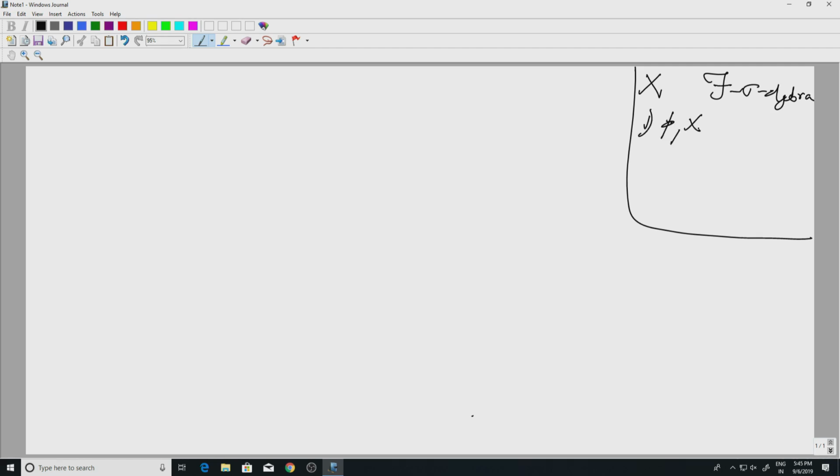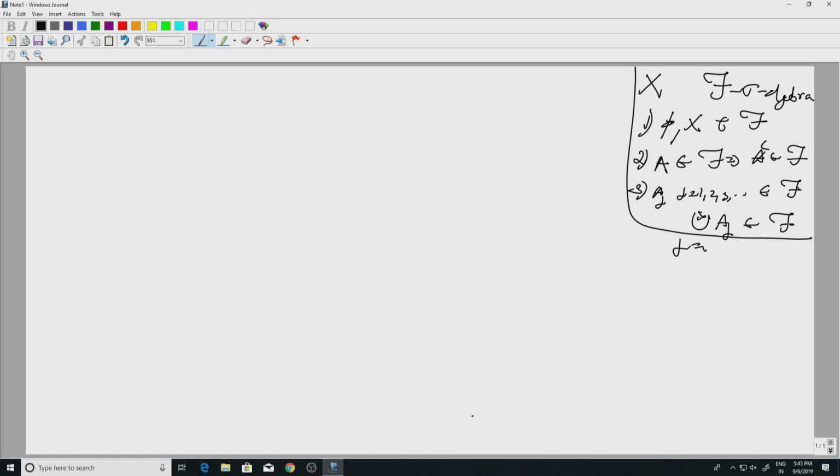Firstly, the whole space and the empty set should be in script F. 2, A in script F implies A complement is in script F. 3, if I have Aj, j equal to 1, 2, 3 etc., countably infinitely many, in script F, then their union is also in script F. So, to check that a collection of sets is a sigma algebra, we check all these three properties. So, examples.